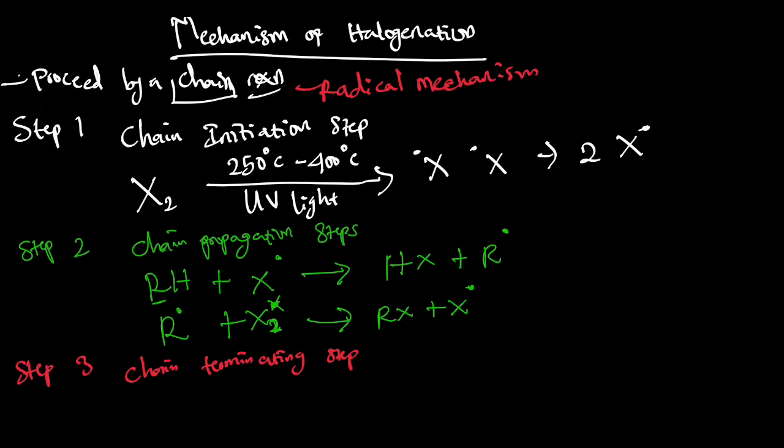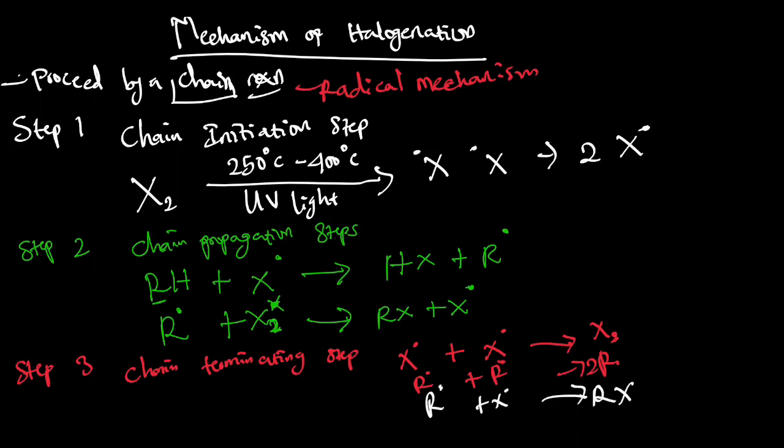And what's the reaction? Something like X radical reacting with another X radical to give X2, or R radical reacting with R radical to give 2R. Now, what if the R radical and X radical are not enough to cancel out each other? What will happen? The R radical can also react with X radical to form RX. So if this particular reaction occurs, then the steps finish totally.